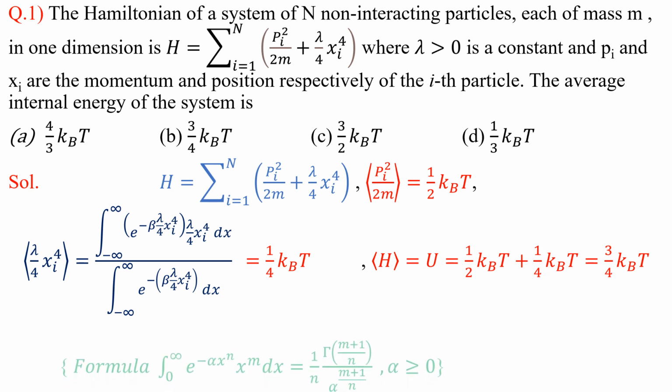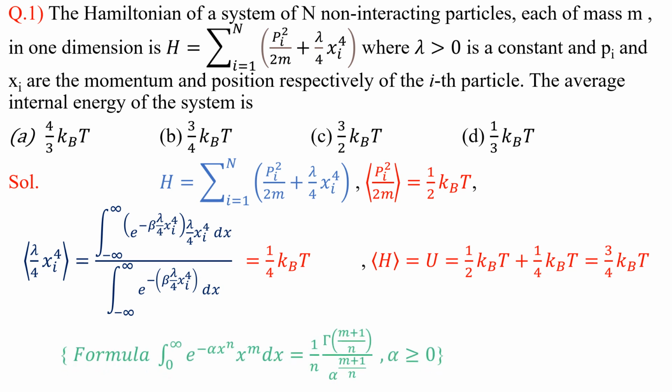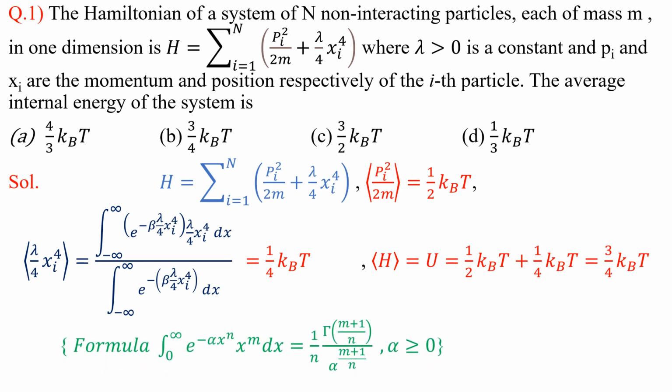Remember the formula for how to calculate this integral. The formula is: the integral from 0 to infinity of exponential of minus alpha x to the power n, times x to the power m, dx, equals 1/n times gamma of (m+1)/n, over alpha to the power (m+1)/n, where alpha is greater than or equal to 0.